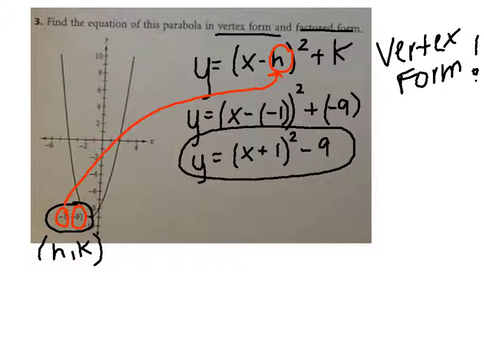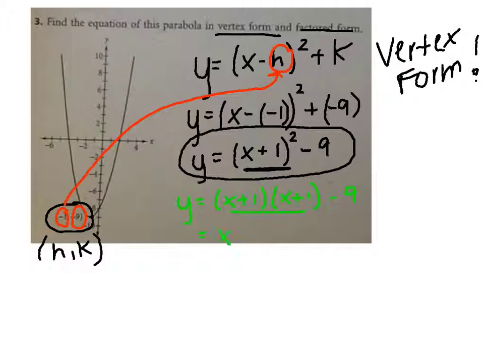Now to get it in factored form, we need to distribute, use the box or FOIL method for this x plus 1 quantity squared. So let me write it out, and I'll do it in a different color. Let's do green. We have y equals x plus 1 times x plus 1 and then minus our 9. So do the box method or FOIL for these binomials.